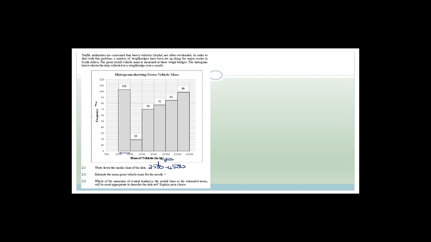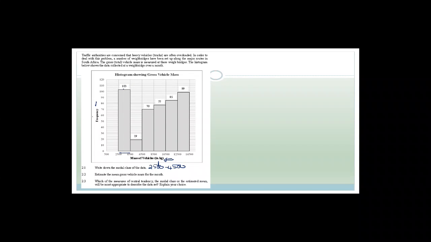Now it says estimate the mean gross mass for the month. The way this works is we're going to take the middle point of each of these classes, and then multiply by the number of cars that had that mass. So we've got 103 cars or trucks or vehicles that had a mass of between 2,500 and 4,500. We only had 19 vehicles that had a mass of between 4,500 and 6,500. We had 70 vehicles that had a mass of between 6,500 and 8,500.